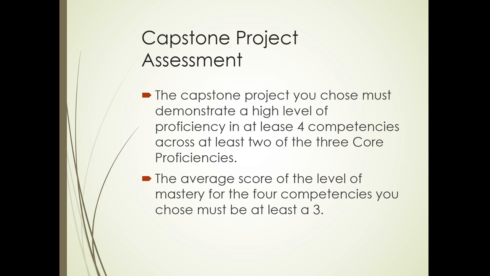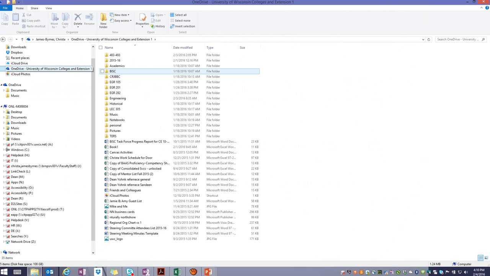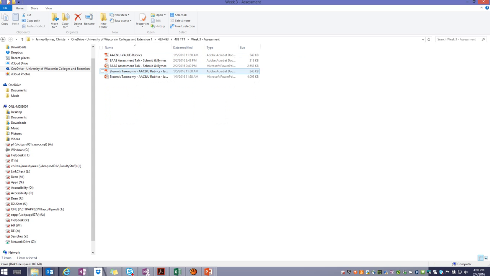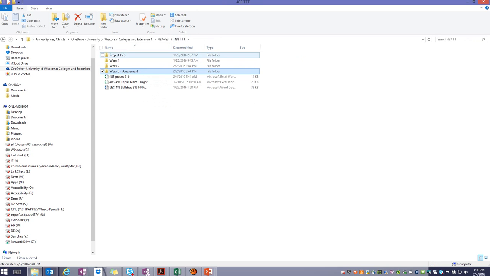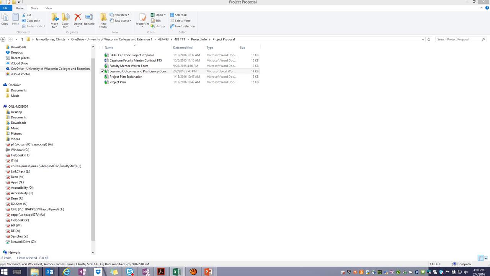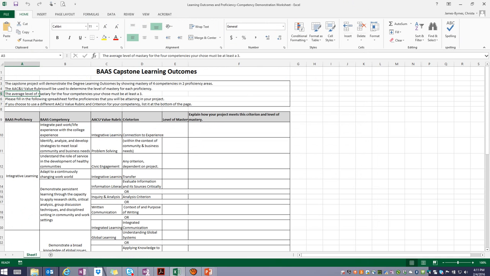So what we did when we looked at this, I worked with some people on this, is we developed this handy dandy spreadsheet for you. And this is in the project information. Let me go grab it here. Project proposal. It's called Learning Outcomes and Proficiencies. So it's this spreadsheet, and you can read the top stuff, but what you've got is your BAS proficiency. Then you've got your BAAS competency.